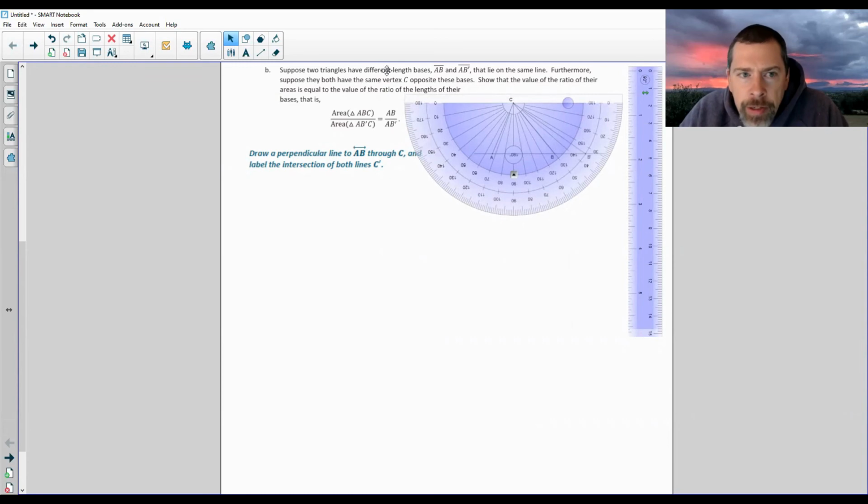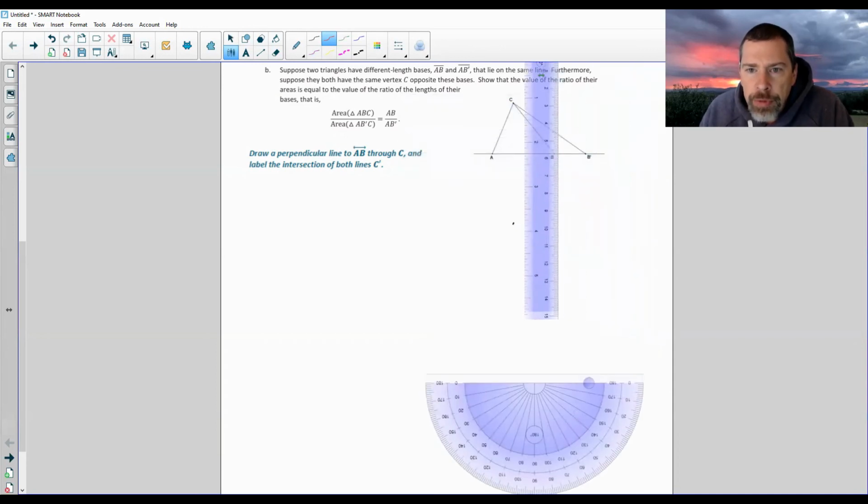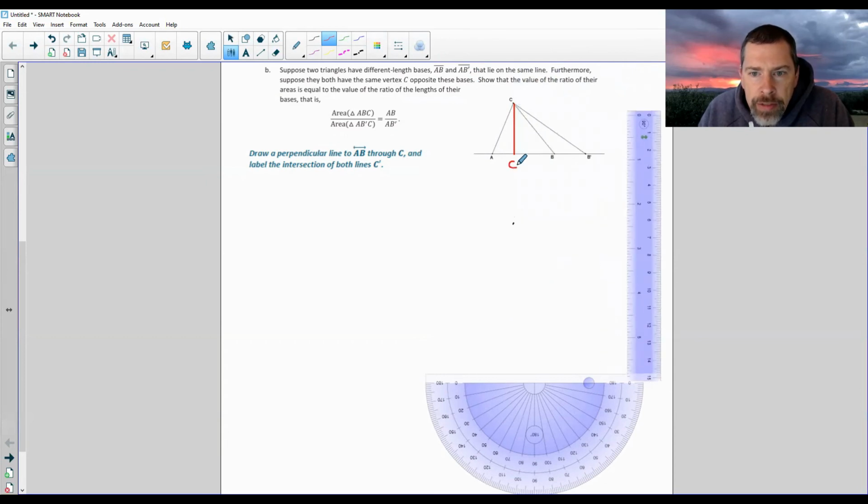Okay, right about there. And I'm going to put a dot at 90 degrees. My pen, it's right there. Move my protractor, bring my ruler over, line up this point with C, and draw segment C down to AB. And that is C prime, and it is perpendicular to line AB.